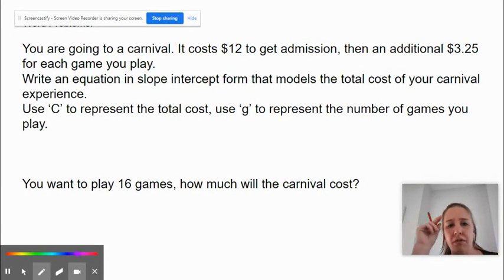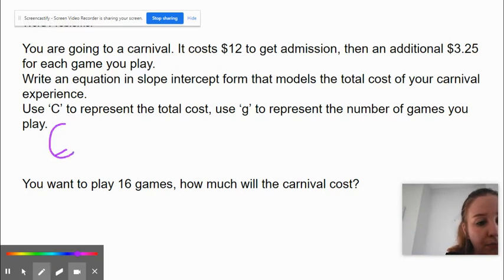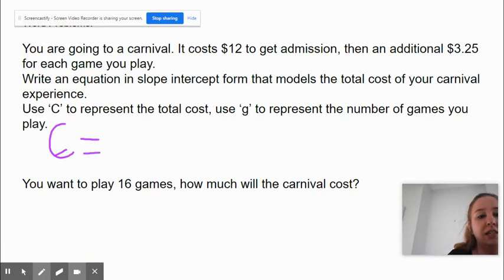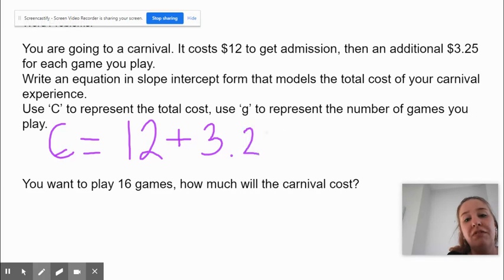So you're going to a carnival. It's $12 just for admission, then $3.25 for each game you play. Write an equation in slope-intercept form that models the total cost of your carnival experience. Use C to represent total cost. Use G to represent the number of games you play. So my cost for playing at the carnival is going to be that $12 admission fee just for letting me through the door, plus I'm going to have to pay $3.25 for every game I play, right?